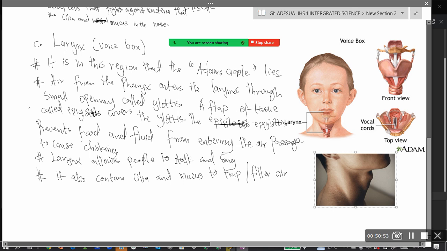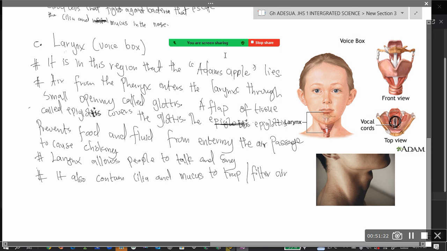The larynx allows people to talk and sing. Now, if you look at the larynx, there's what we call the vocal cord, and this is how the vocal cord looks. You see that small opening here, that's the vocal cord. So we're able to talk because of this thing. You get it? We're able to talk and hear the sound because of this vocal cord over here. And people can sing, right?